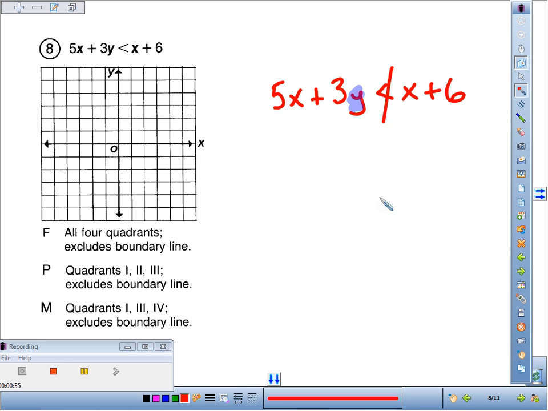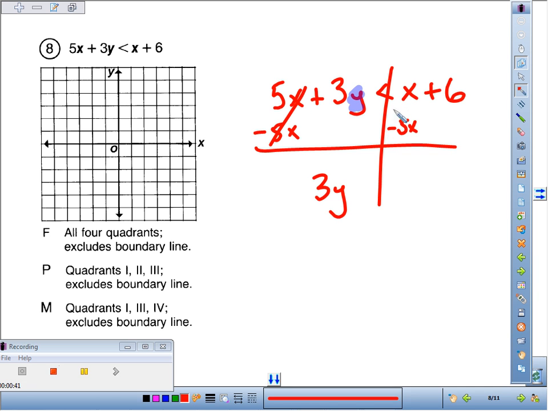The first thing I want to do then is get rid of my x's. And I'm just doing this to create a nice boundary line. We get 3y. And instead of a less than, when we're trying to think of this as the boundary line, let's just treat it like it's an equals. You got 1x minus 5x, that's negative 4x. And we still have that plus 6. Now to cancel out the times 3, we'll divide by 3.